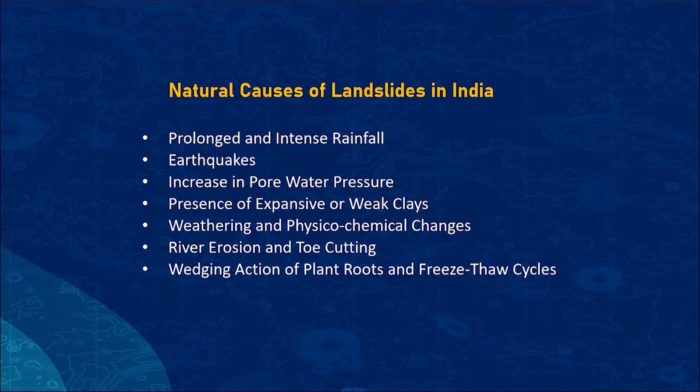This process, called toe cutting, is very common along river banks in hilly regions and greatly increases landslide risk. Wedging action of plant roots and freeze-thaw cycles. Plant roots. Tree and plant roots grow into existing cracks and joints in rock or soil. As the roots expand, they act like wedges, pushing the cracks wider and deeper. This gradually weakens the slope and can eventually cause rock blocks or soil masses to break loose.